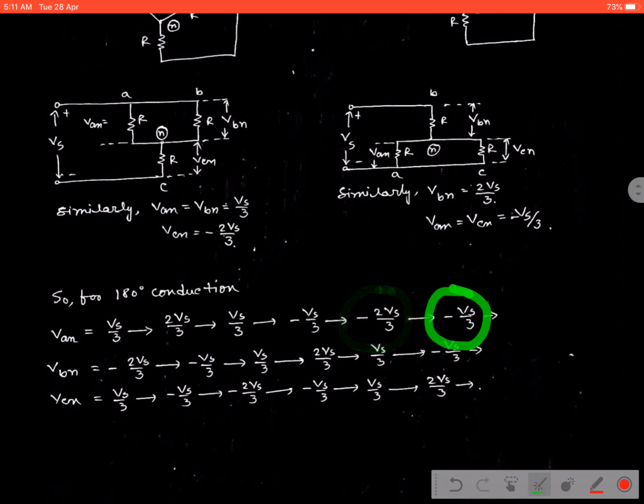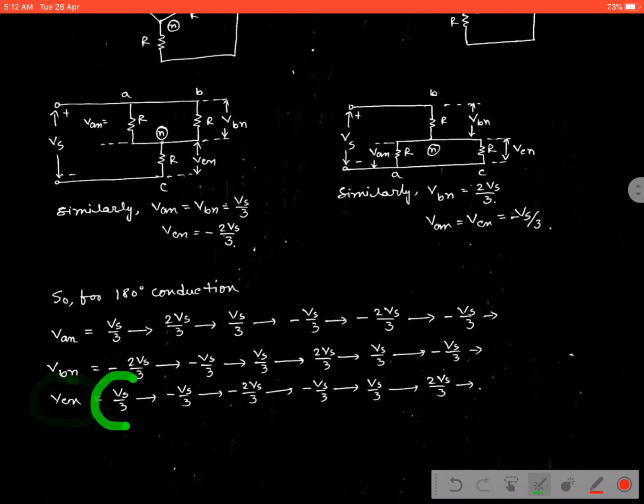Similarly, in the case of VBN, during the first mode operation or step 1, that is 0 to 60 degree duration, the voltage was minus 2Vs by 3. Then in step 2 it is minus Vs by 3, then in the next step it is Vs by 3, then it becomes 2Vs by 3, then again Vs by 3, and then minus Vs by 3. Similarly, the same case happens in VCN.